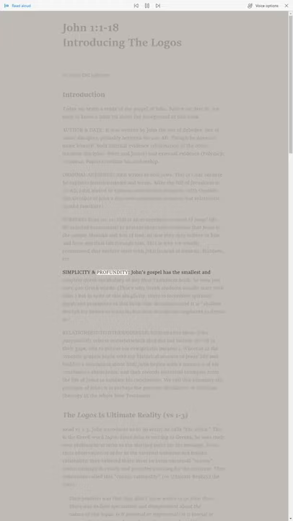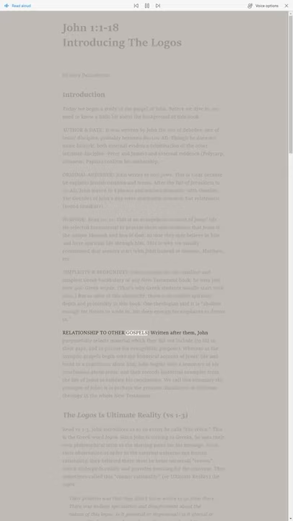Simplicity and profundity: John's Gospel has the smallest and simplest Greek vocabulary of any New Testament book. He uses just over 400 Greek words. That's why Greek students usually start with John. But in spite of this simplicity, there is incredible spiritual depth and profundity in this book. One theologian said it is shallow enough for babies to wade in, but deep enough for elephants to drown in.